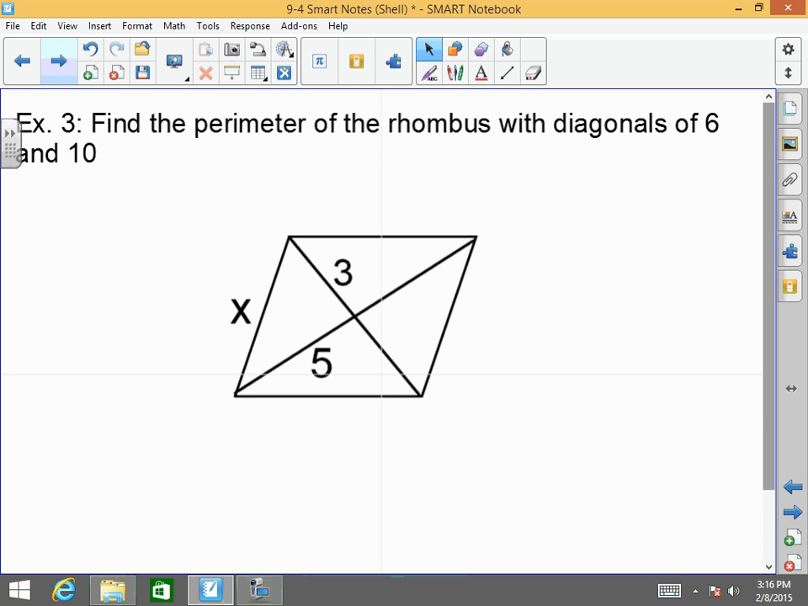Example 3. Here I have, find the perimeter of the rhombus with diagonals of 6 and 10.